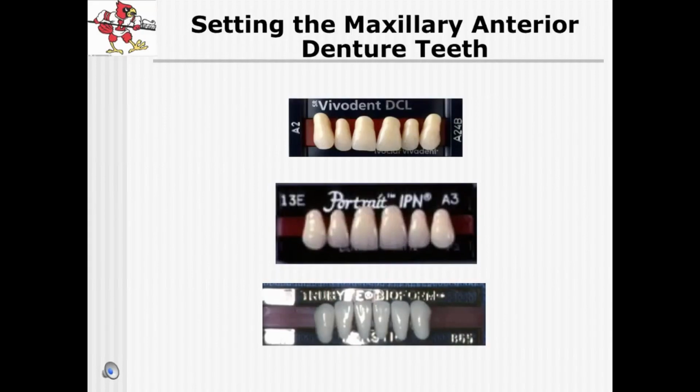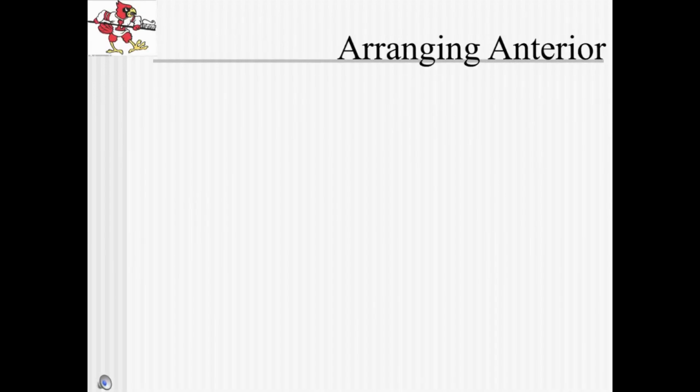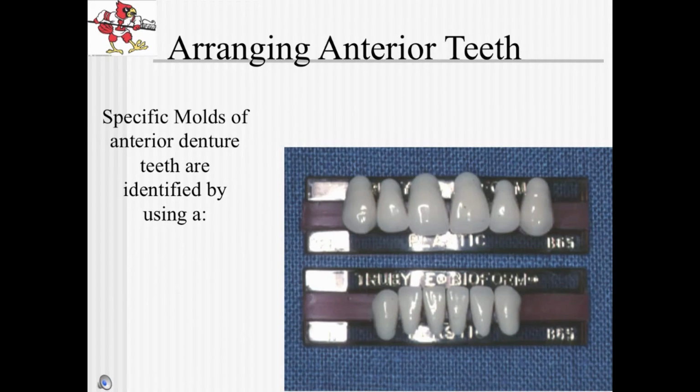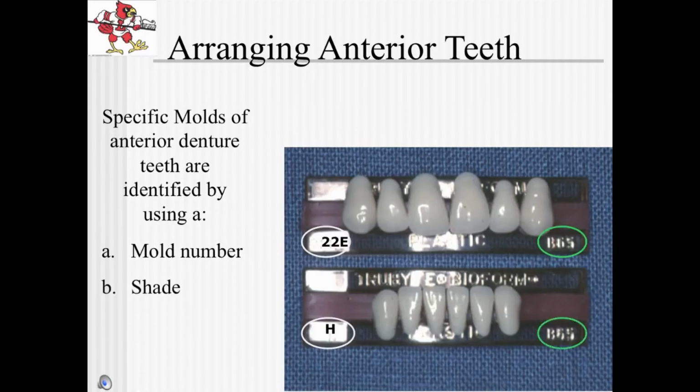Positioning of the 6 maxillary and mandibular teeth is very important for aesthetics, phonetics, and function of the complete denture-wearing patient. Here are some examples of denture teeth and how they come packaged from the manufacturer. Specific molds of anterior denture teeth are identified by using a first mold number and secondly a shade for that mold number.